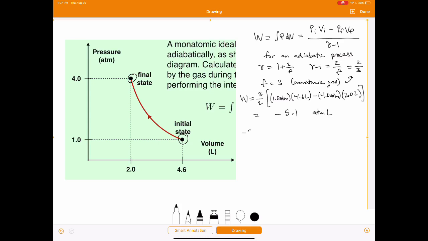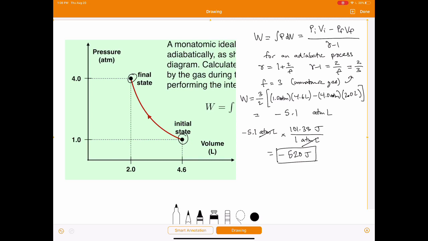There's a unit conversion we can do to get that into units of joules. And every 1 atmosphere liter, if you remember, is 101.33 joules. Cancel out atmosphere liters, and you're going to get minus 520. So the negative sign, by the way, indicates that the gas is contracting. Whenever the gas contracts, the volume is decreasing, you have negative work. Whenever gas expands, you have the gas doing positive work.